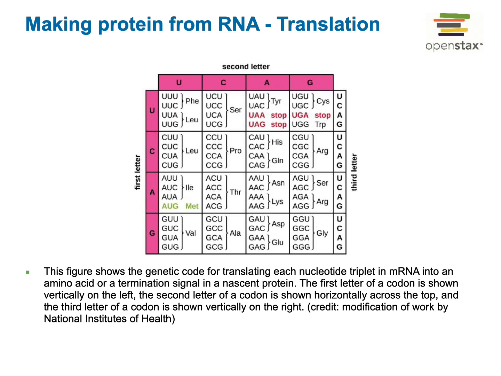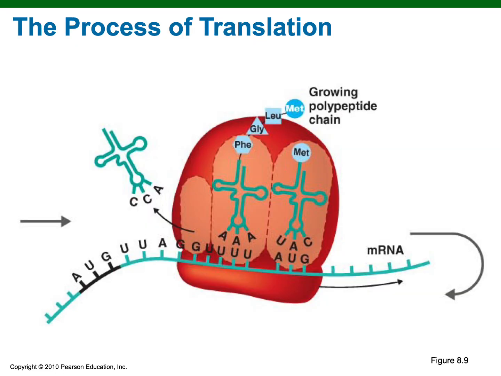Okay, let's go to the next slide. So here shows translation in action, where the ribosome has bound to the messenger RNA, and as it moves along the messenger RNA, transfer RNAs recognize the codons on the messenger RNA with their anticodons, and bring the appropriate amino acids, which the ribosome links together.